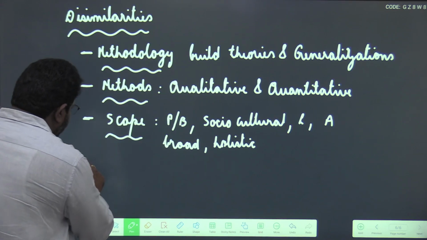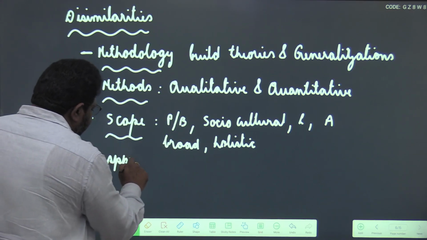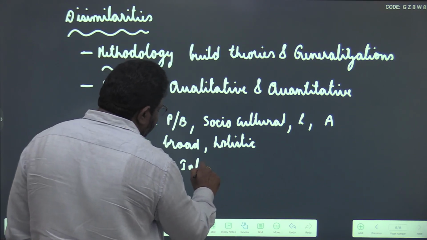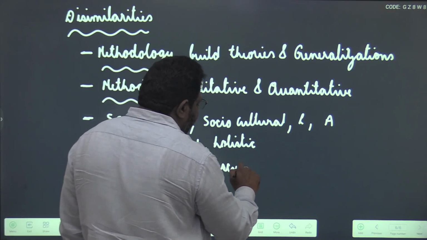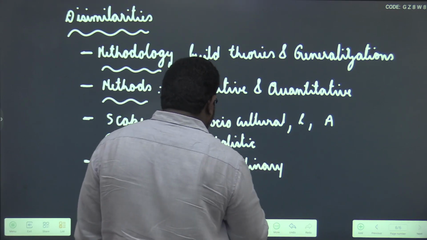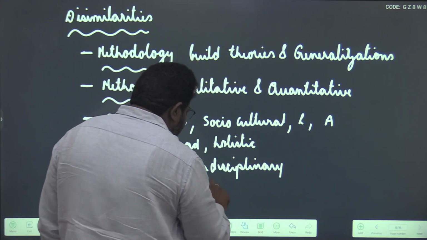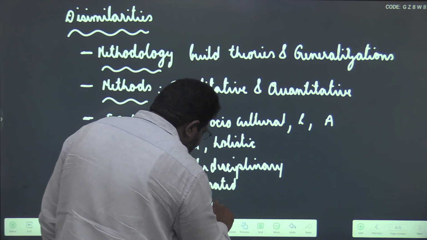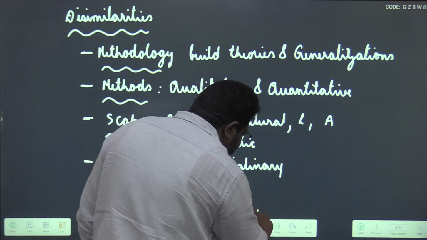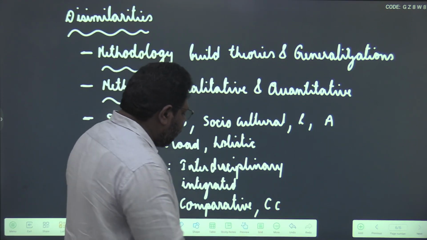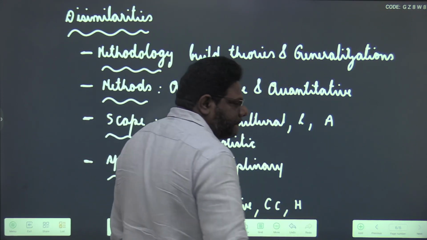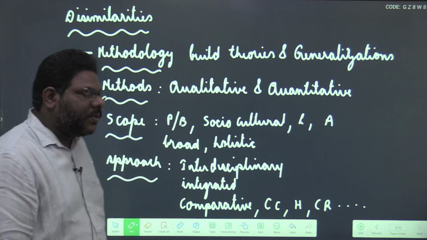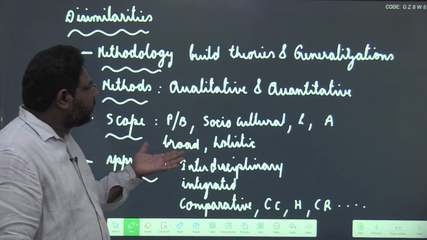And then you can write approach. So various approaches that we have, maybe we are interdisciplinary in nature. We have integrated approach. We have comparative approach or comparative method. We have cross-cultural approach. We can say humanistic approach, culturally relativistic approach, which are unique to the field of anthropology. So these are the dissimilarities.